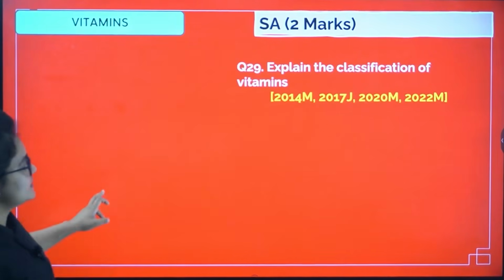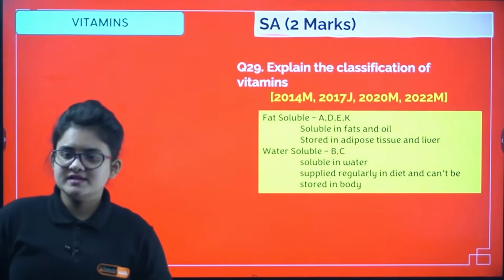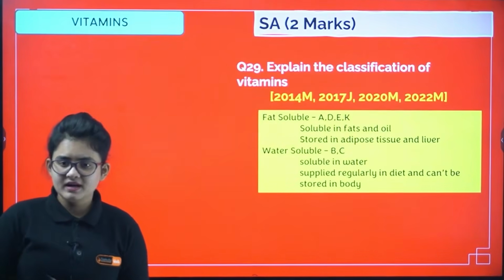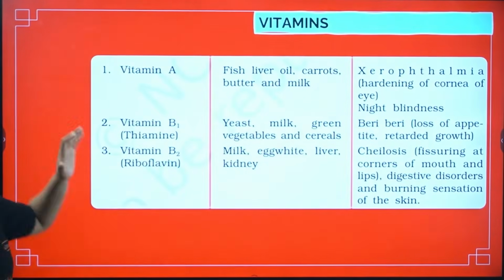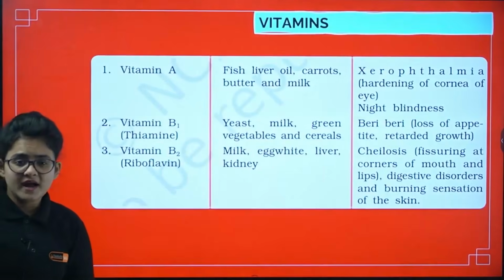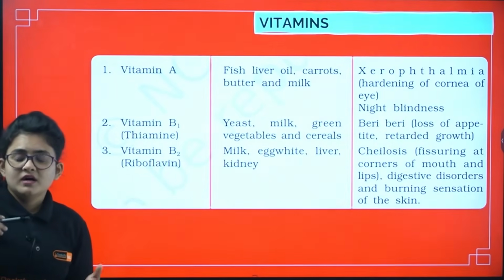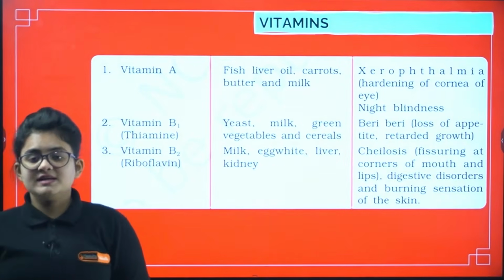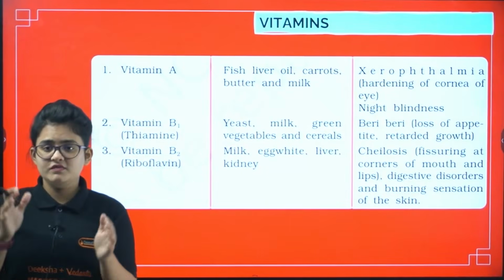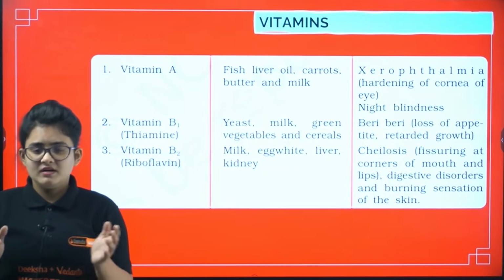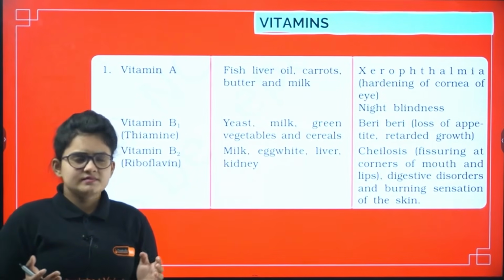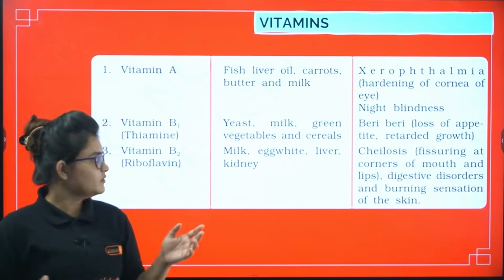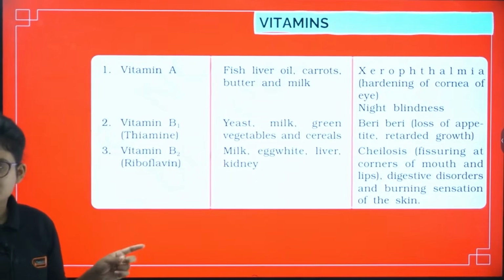Next, explain the classification of vitamins. So water soluble and fat soluble: you can write fat soluble A, D, E, K, and water soluble B and C. Next, these are the vitamins. The important thing is which vitamin, where we can find it, and in case of deficiency, what type of problem we can expect. Vitamin A from fish liver oil, carrots. In vitamin A absence, we can face xerophthalmia, night blindness. Vitamin B1, that is thiamine, we can get from milk, green vegetables. We can face beriberi, right?